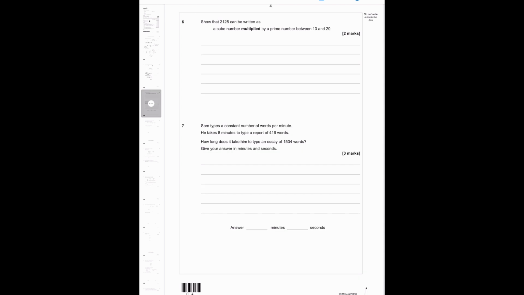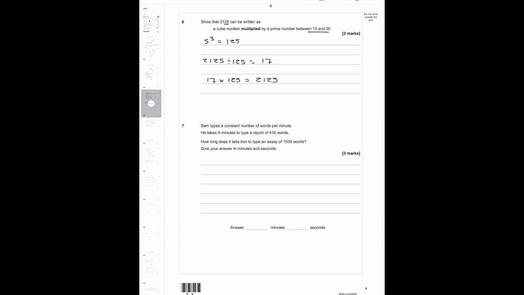Question 6 says to show that 2125 can be written as a cube number multiplied by a prime number between 10 and 20. If we look at our number, it ends in a 5, which means we need a cube number that ends in 5. 5 cubed gives us 125, and 2125 divided by 125 gives us 17. 17 is a prime that is between 10 and 20, so 17 times 125 gives us 2125.